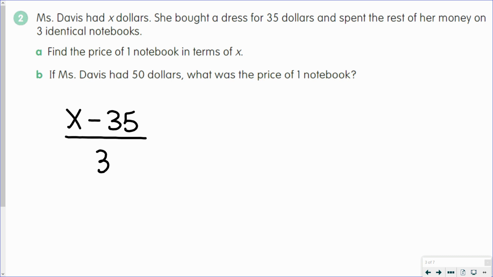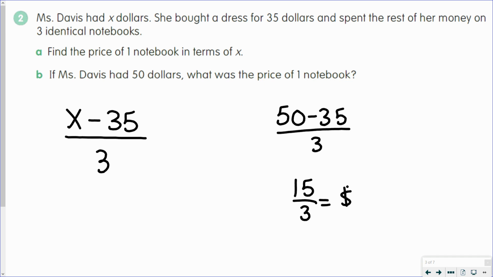So if Ms. Davis had $50, what was the price of 1 notebook? So we're going to start by taking 50 minus 35 over 3. 50 minus 35 is 15. 15 over 3 is $5.